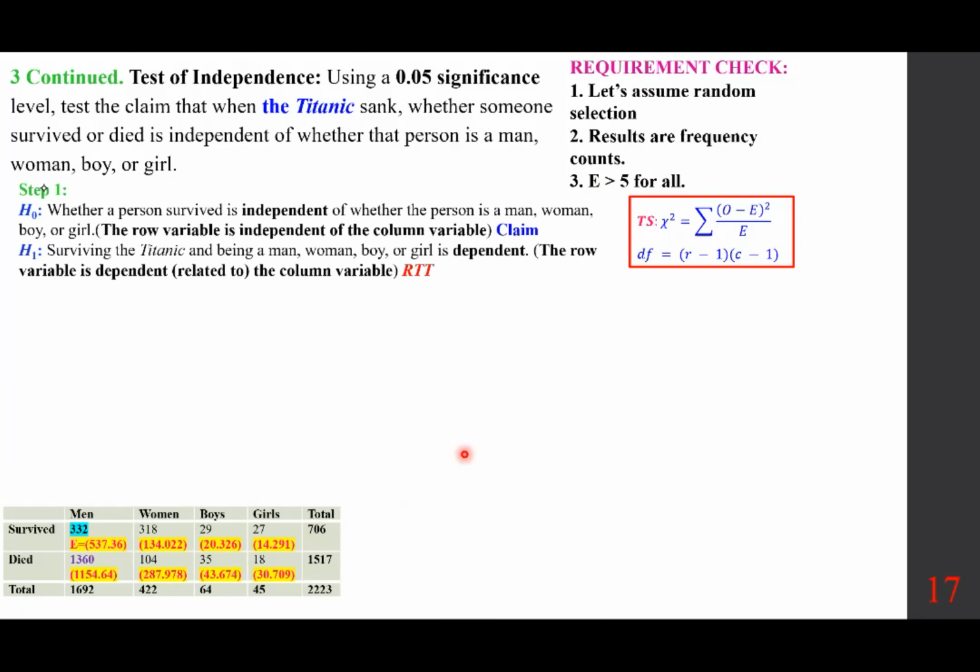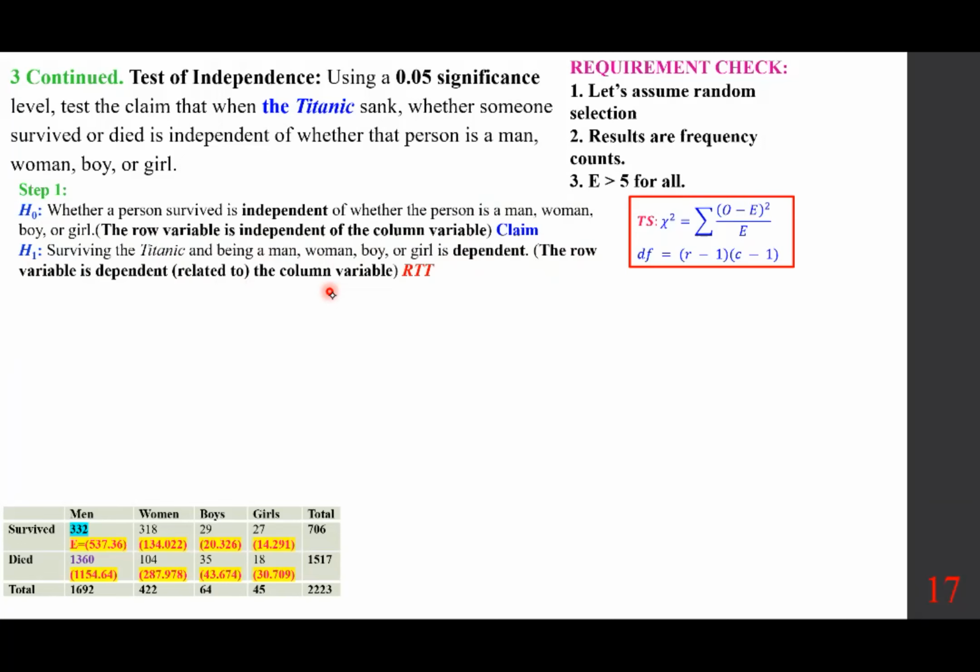So, step 1, H0 and H1. H0: Whether a person survived is independent of whether the person is a man, woman, boy, or a girl. Or in short, the row variable is independent of the column variable. And that is the claim. That is the one that we are checking. H1: Surviving the Titanic and being a man, woman, boy, or a girl is dependent. Or you might say the row variable is dependent or related to the column variable.